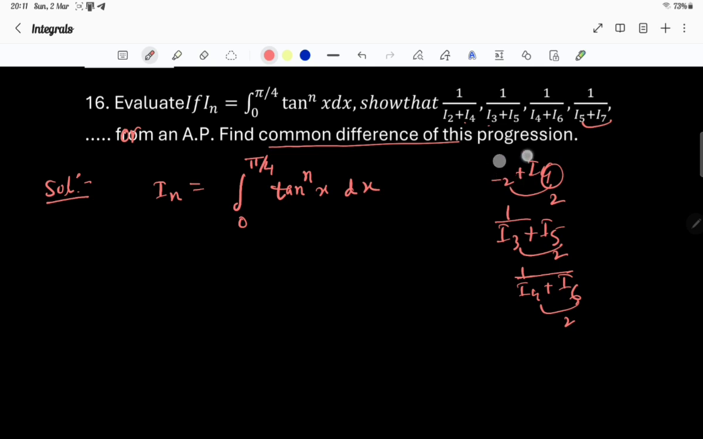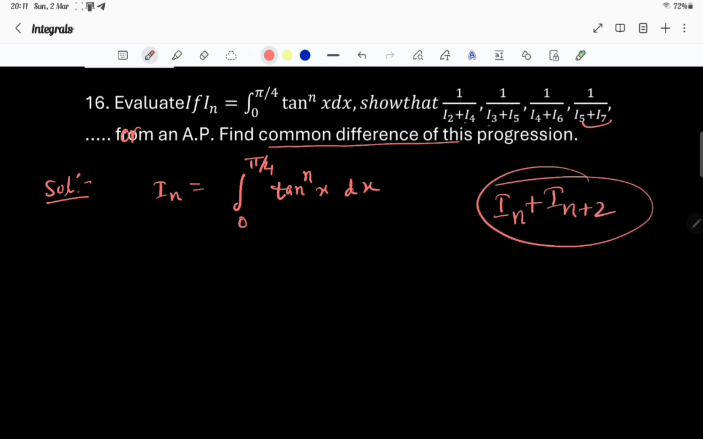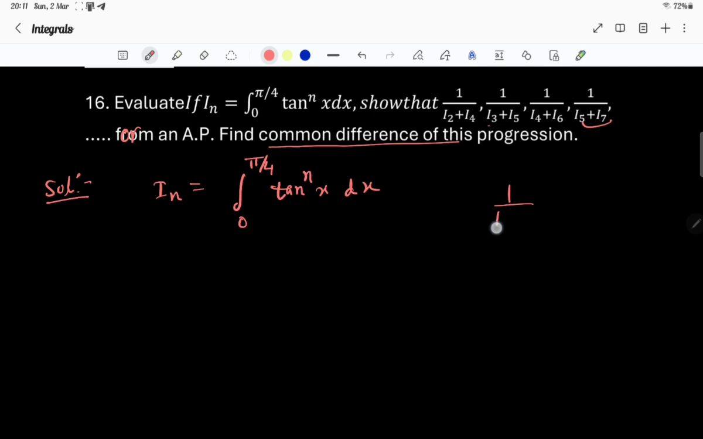So if we find I_n plus I_(n+2), you can make it 1 by the reciprocal of that. Easily you can find the progression. Understood? So the relation you will find is between 2 and 4. Suppose they give you 1 by I2 plus I5, in that case 3 is the difference, so you will find I_n plus I_(n+3) like this. So this is the general form.